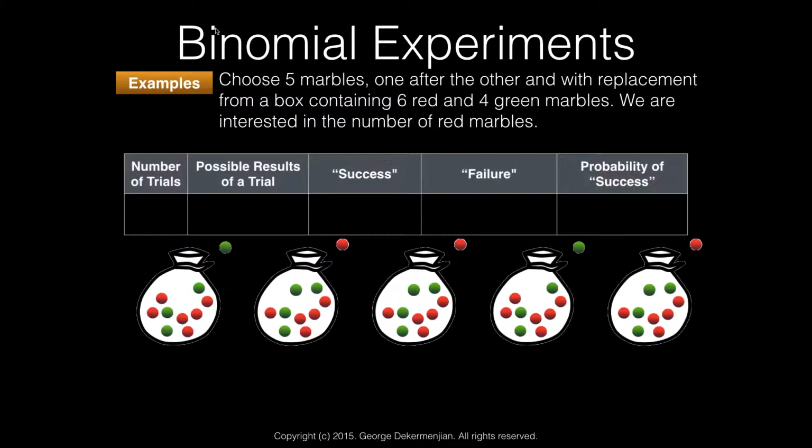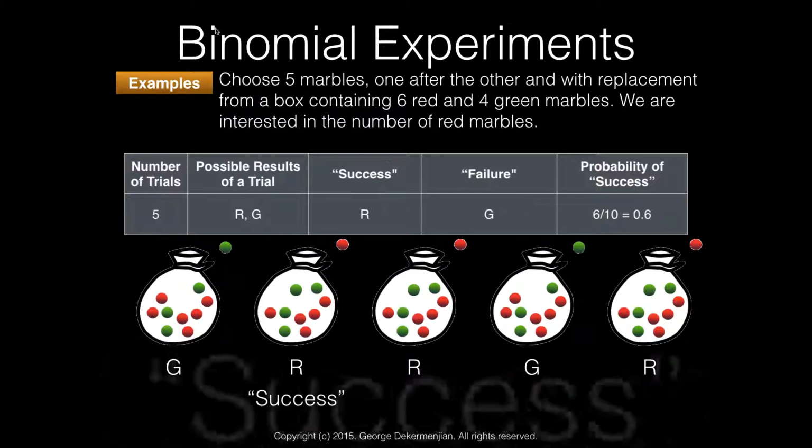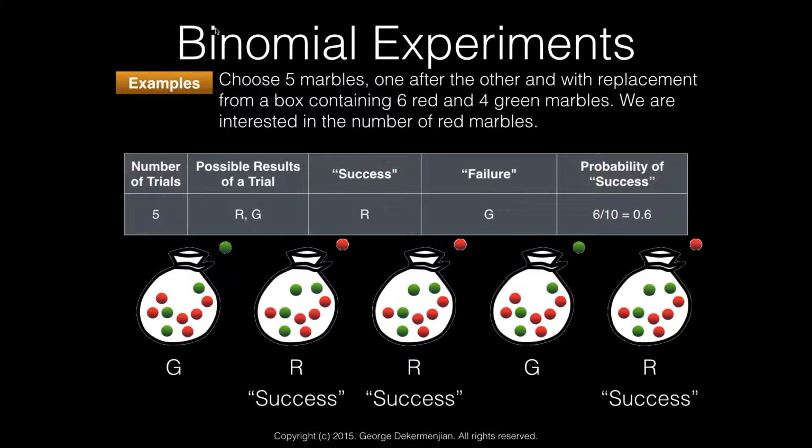Okay, great. So the first draw resulted in green, the second one in red, the third one in red, the fourth one in green, and the last one in red. So we can label that, and there is a simple way of labeling. All the red ones will be success because that's the number we're interested in. It's the number of red marbles.